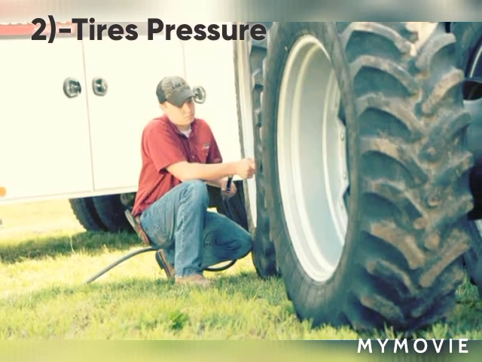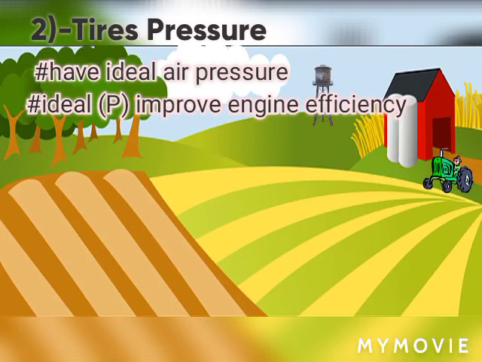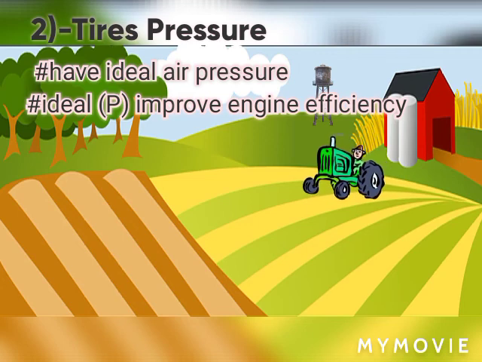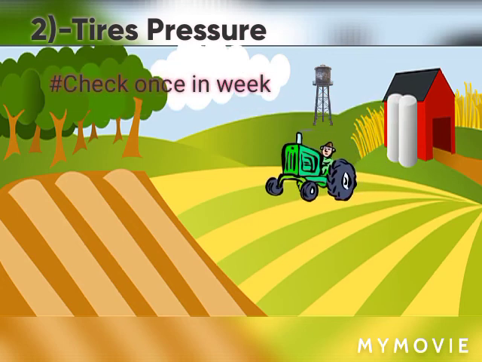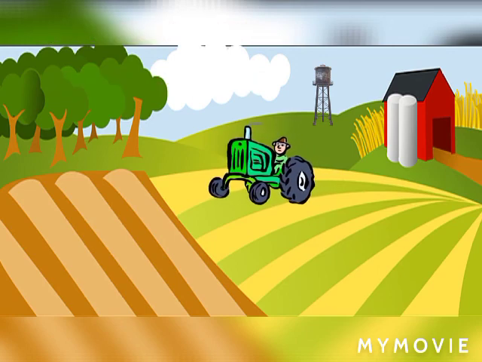Number 2. Tire pressure. To get good performance of the tractor, have ideal air pressure in the tires. Less or higher pressure can increase engine work but lower efficiency. It may also decrease tire life.